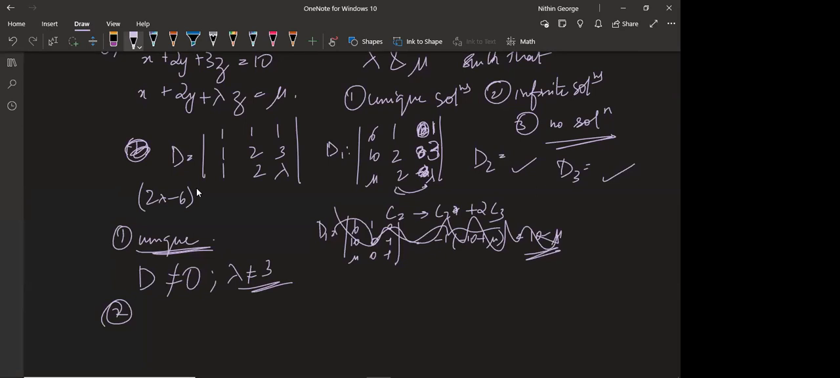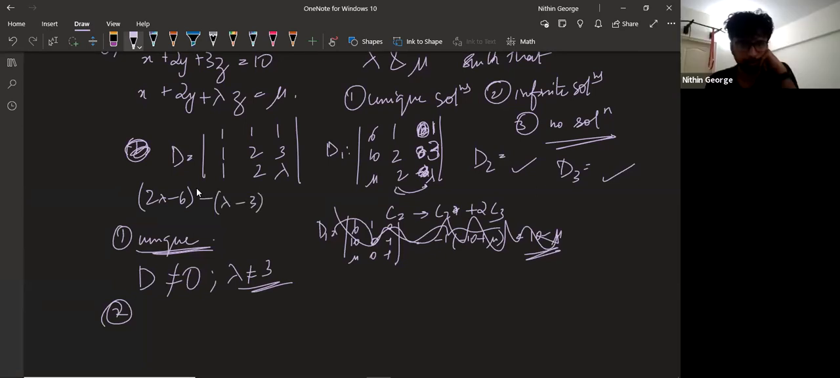So D is here. This is -1 into lambda minus 3 plus 1 into 0. You get this as equal to 0, not equal to 0. I'm just putting it equal to 0 for now. This is lambda minus 3 equal to 0. So lambda equal to 3 means D is equal to 0. That's the idea. Okay, so we need D not equal to 0, so lambda not equal to 3.